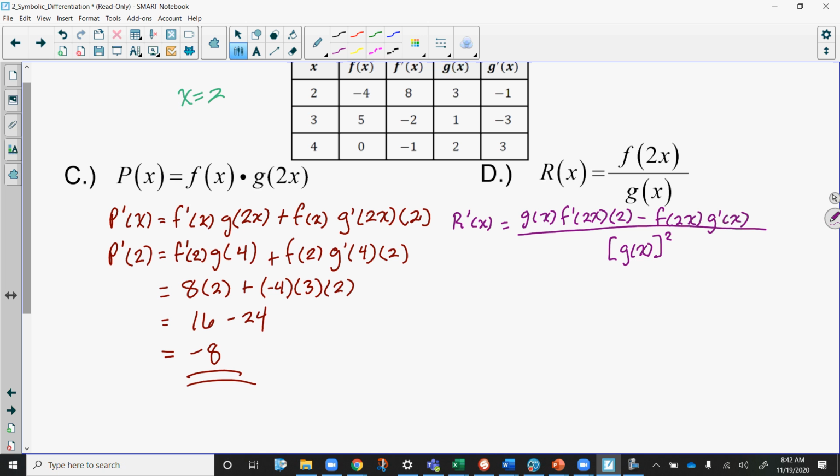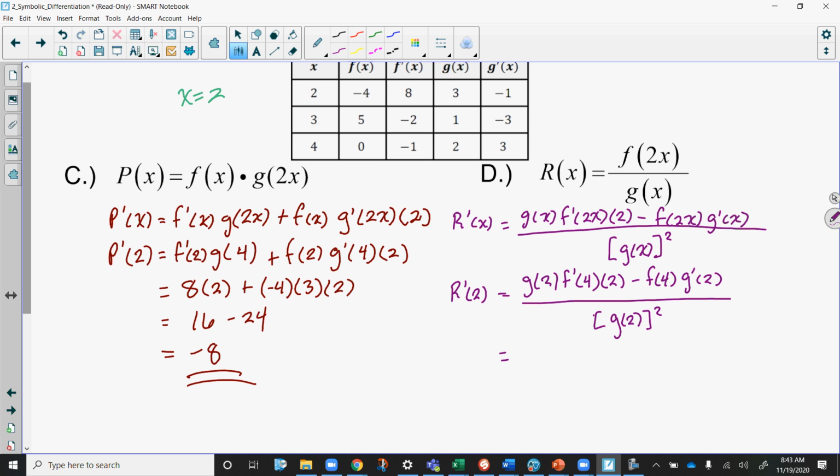And again, we're looking at this for r prime of 2. So g of 2 times f prime of 4. When I substitute the 2, we get 2 times 2 times a 2, minus f of 4 times g prime of 2, over g of 2 squared. All right.